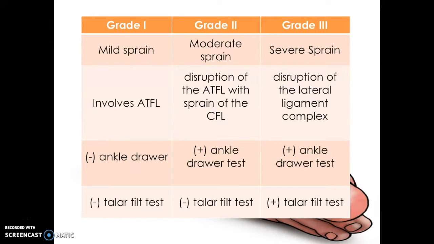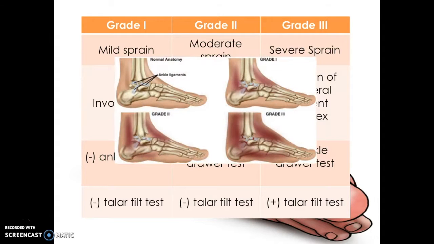A grade 1 ankle sprain is a mild sprain which involves the ATFL with a negative ankle drawer and talar tilt test, while a grade 2 sprain involves disruption of the ATFL with sprain of the CFL, a positive ankle drawer test and a negative talar tilt test, while a grade 3 ankle sprain involves disruption of the lateral ligament complex wherein there may be a complete tear or rupture of the ATFL, often the CFL, and sometimes the posterior talofibular ligament, with both positive ankle drawer and talar tilt tests. Tearing of the ATFL usually results from forceful inversion while the ankle is plantar flexed. When both the ATFL and CFL are torn, combined instability of the tibiotalar and subtalar joints may occur.